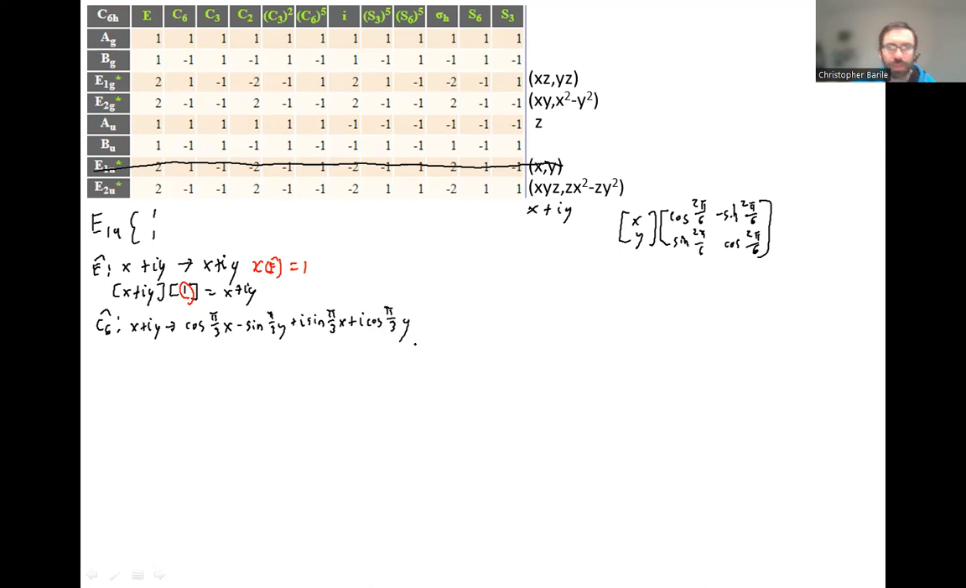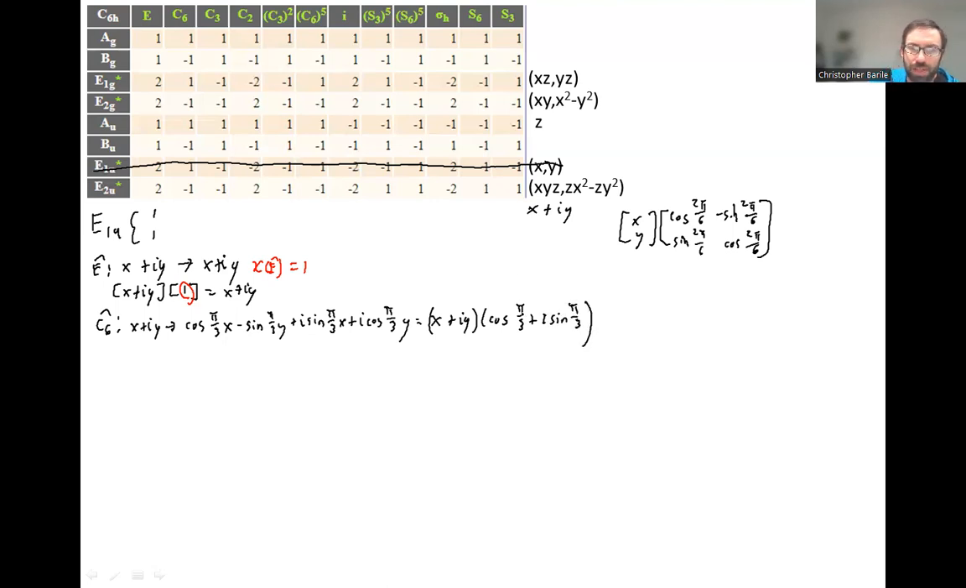Okay. And so at this point, we can actually factor out an x plus iy. And what this ends up being is, well, let's think about this. We can factor out a cosine pi over 3 and an i sine pi over 3.